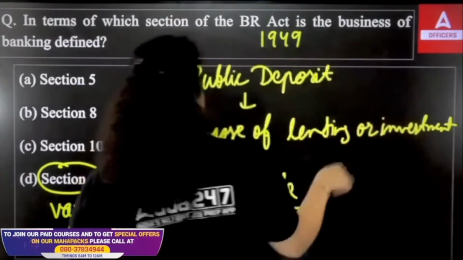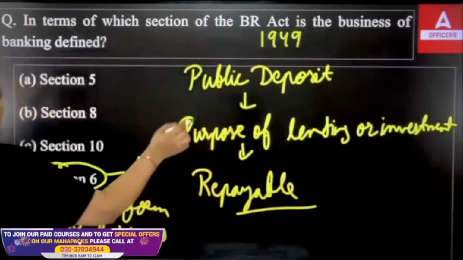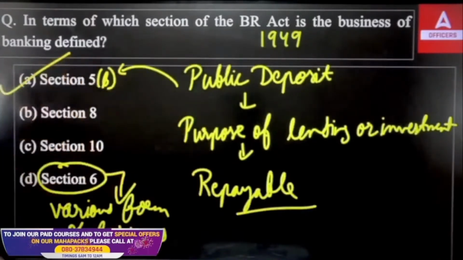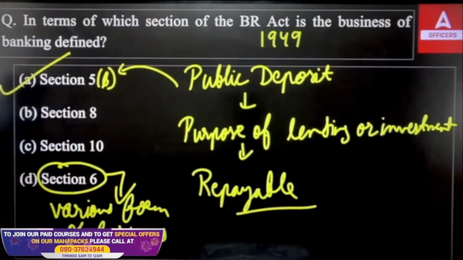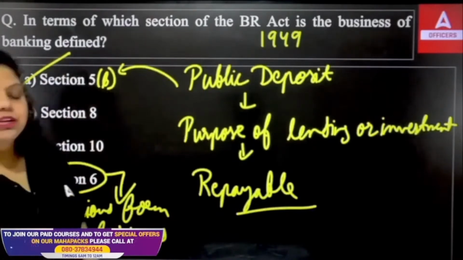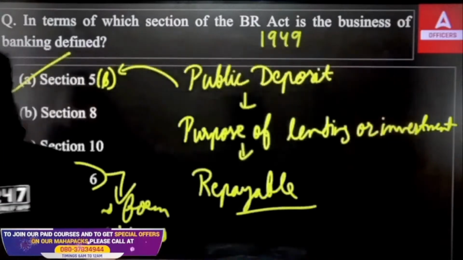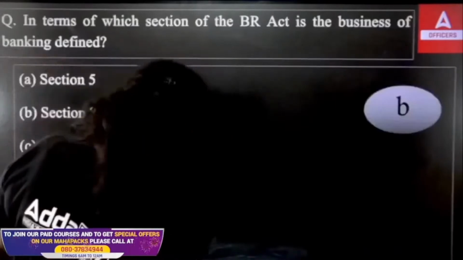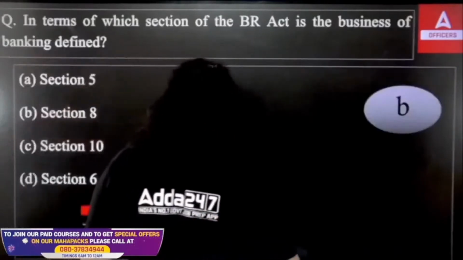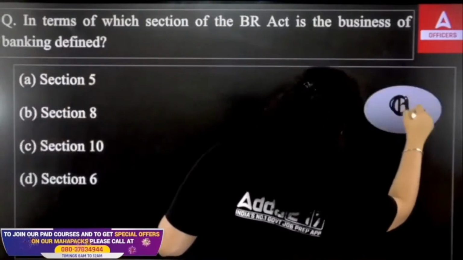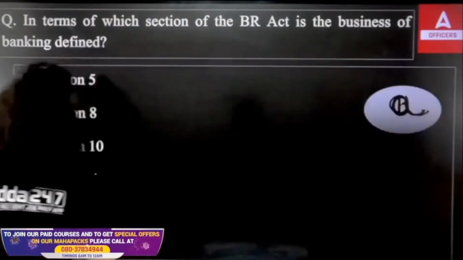Now this definition of business of banking is defined under Section 5B of the Banking Regulation Act 1949. So the right answer will be option A. Section 5B talks about the business of banking. Clear? So the right answer is A. Okay, it is written B here. It's not B. The right answer is actually A, not B. In Section 5B, it is defined. Next.